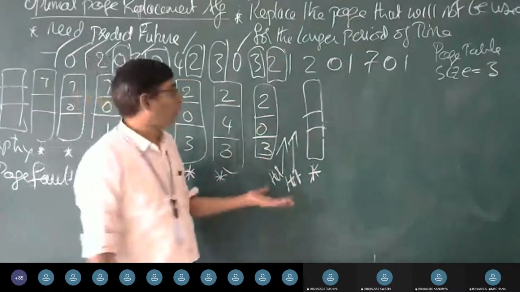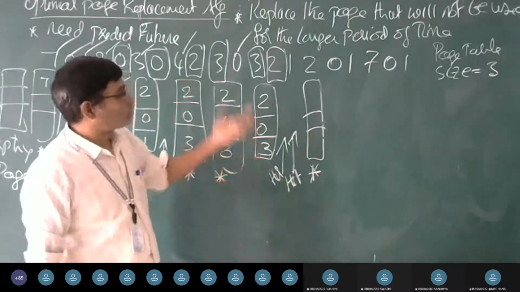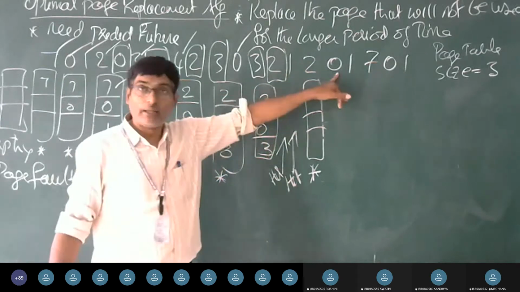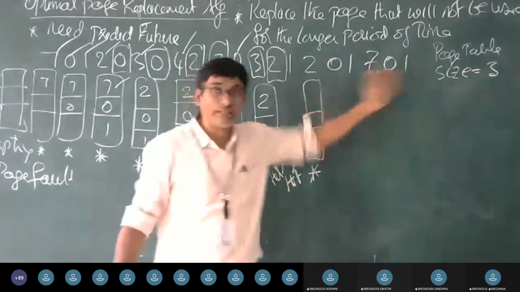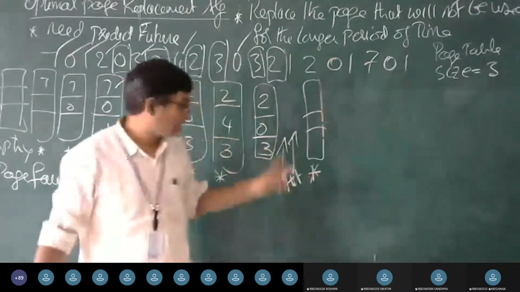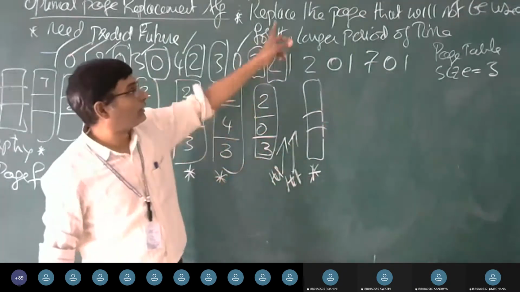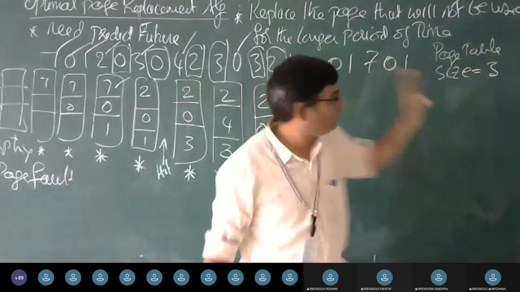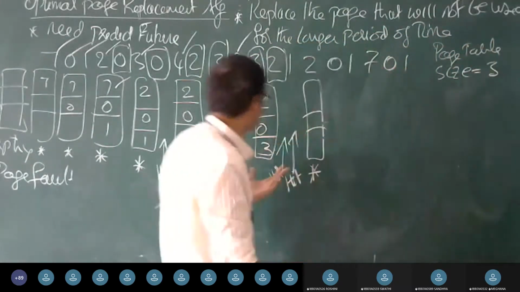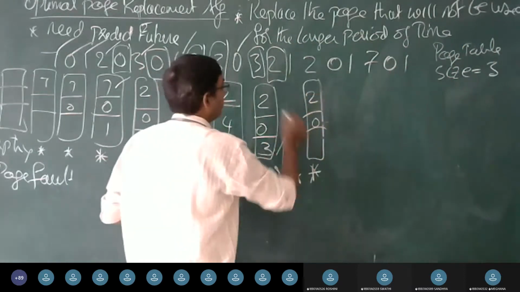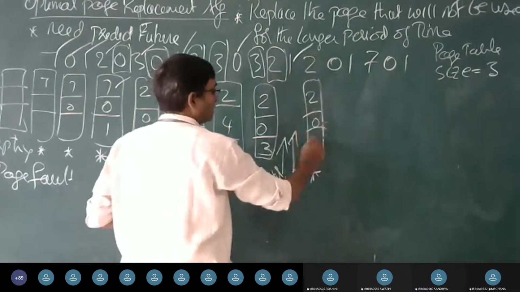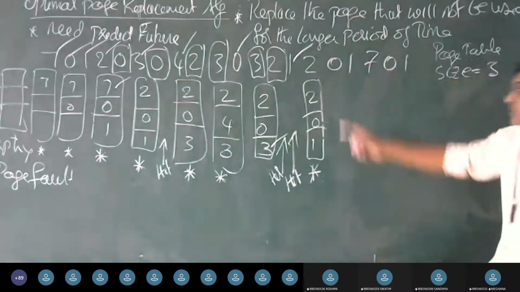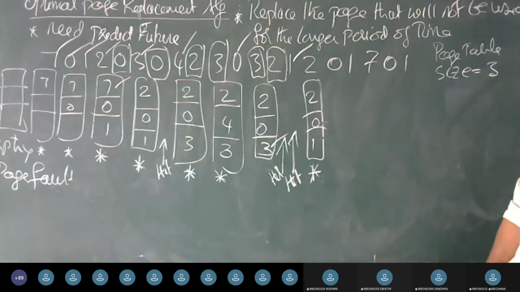What should I do if I have a page fault? I have to replace something. So how can I replace something? 2 is going to be an immediate requirement. 0 is also the next immediate requirement. But 3, there are no instances of 3 there. So in this case, I can replace 3 optimally. Replace the page that will not be used for a longer period of time. Hereafter, there is no 3. Therefore, I can replace 3 here. So 2 will be there, 0 will be there, and I replace 3 with 1. So that is 2, 0, 1.